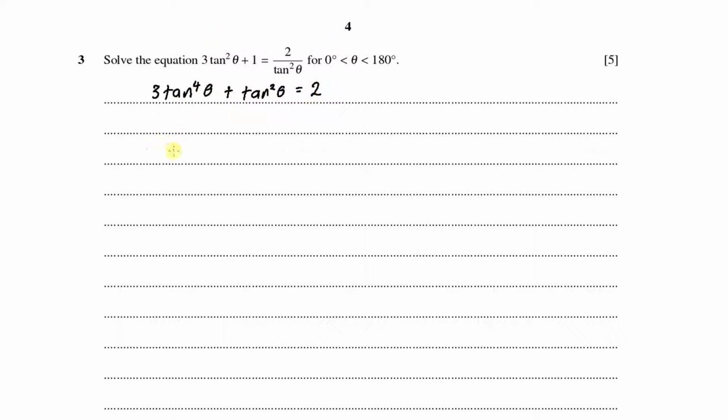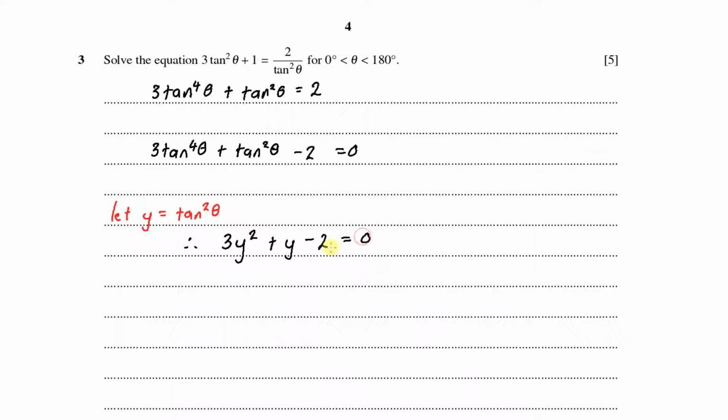So taking everything to one side, we'll have 3 tan to the power 4 of theta plus tan squared theta minus 2 equal to 0. Now at this stage, let y be equal to tan squared theta. So therefore, we'll have 3y squared plus y minus 2 is equal to 0.